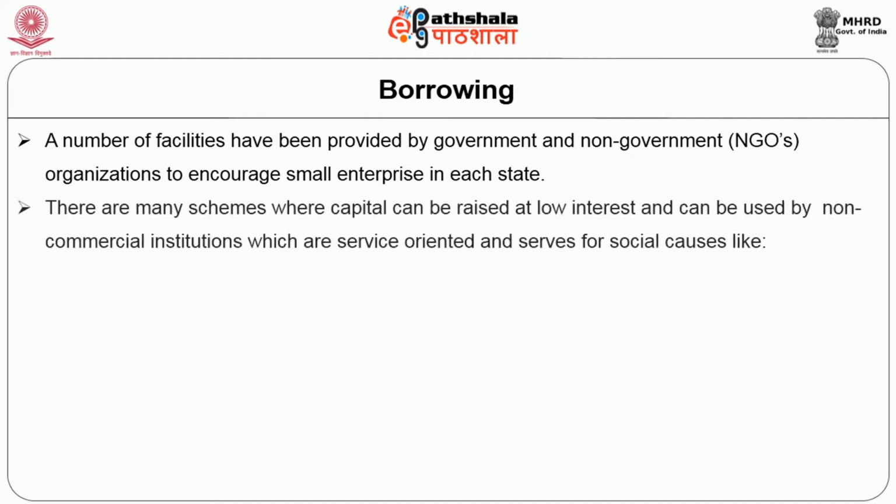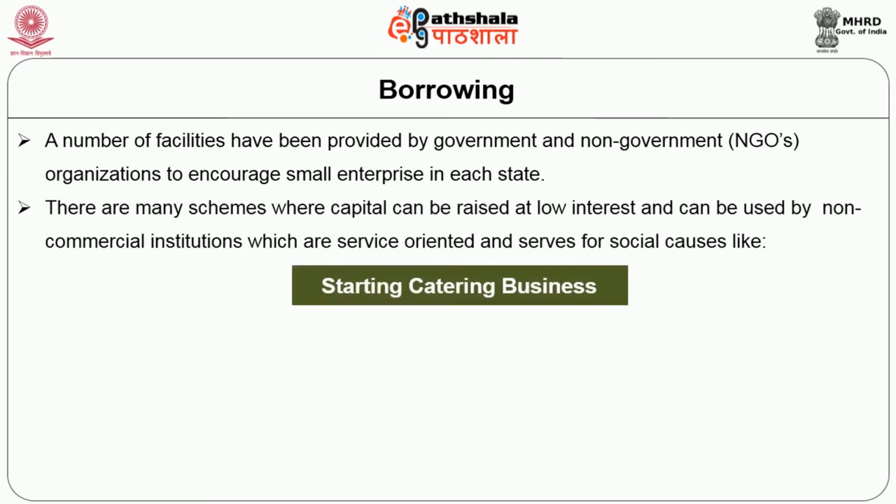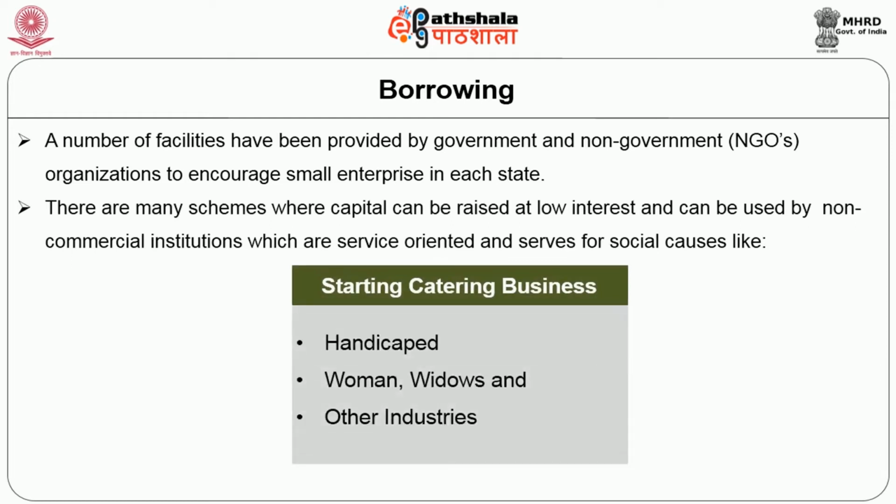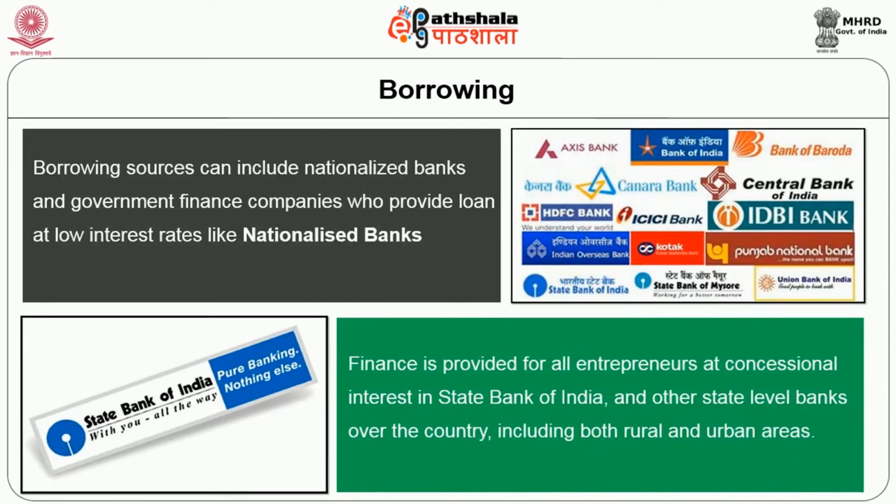So there are many schemes where capital can be raised at low interest and can be used by non-commercial institutions which are service oriented and serve social causes, like starting a catering business for handicapped women, widows and other industries. It can also be borrowed through securities. Borrowing sources can include nationalized banks and government finance companies who provide loans at low interest rates.